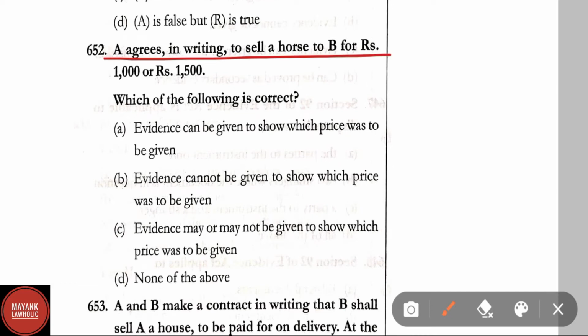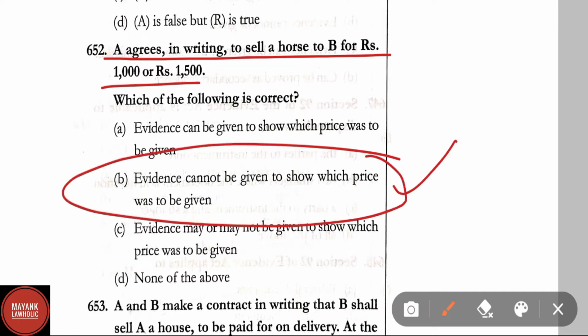A agrees in writing to sell a horse to B for rupees 1000 or rupees 1500. Here option B is the correct answer. Evidence cannot be given to show which price was to be given.